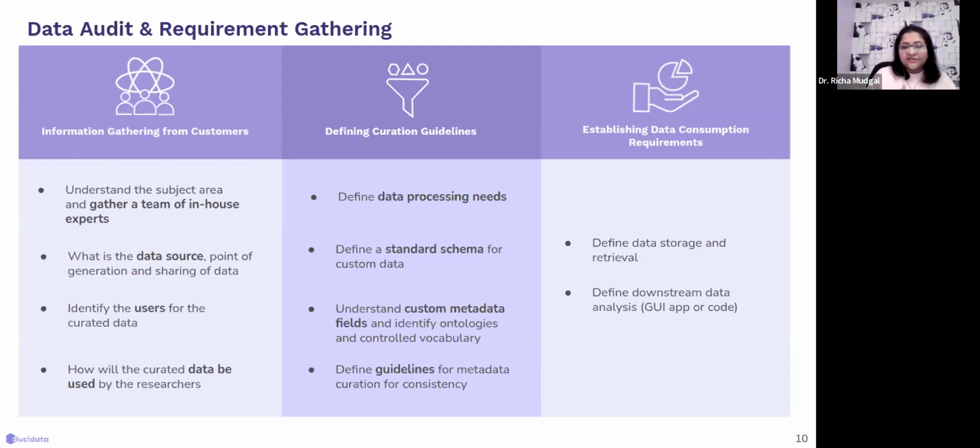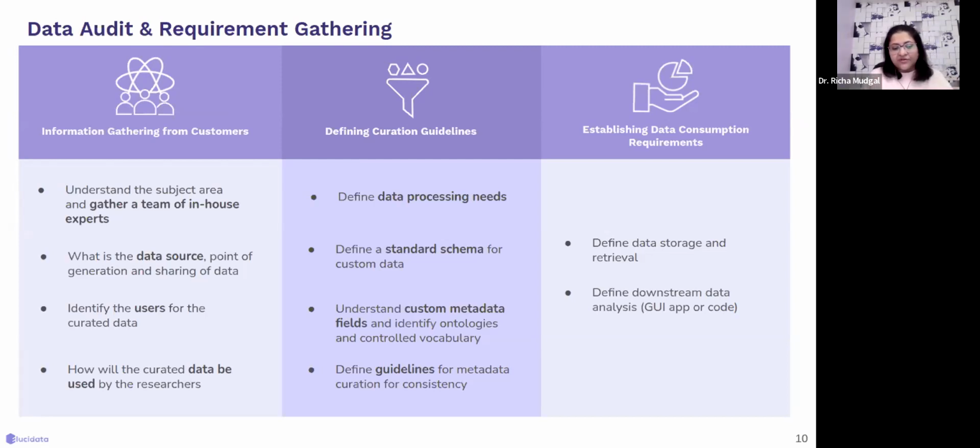Another thing that we understand at this stage is, one, which metadata fields are important, which would help them identify the data and help them integrate the data. And when we understand these are the ones that they need, we define what ontologies they could use and what controlled vocabulary they could follow. At this stage, we then define the guidelines as well: that given a metadata field, these are the different ontologies that they should follow, and these are the terms that they would be using to curate the data.